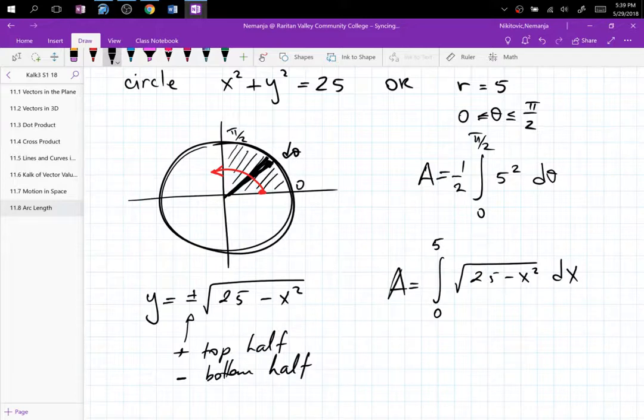So, you know, if you're not used to this, practice a little bit of setting this up. Now, look at the integral on top and look at the integral on the bottom. They have to give you the same answer. How do you solve the one on the bottom?